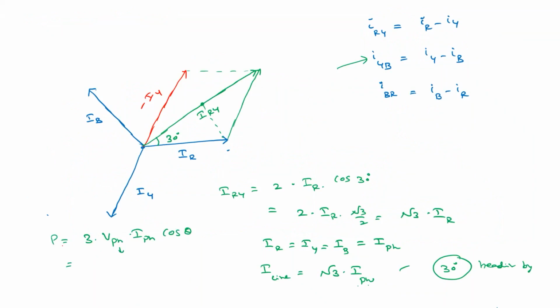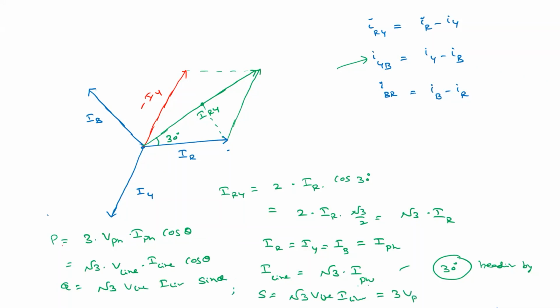You know that V phase and V line are the same, right? So this will be root 3 V line into I line cos theta. Agree? Then both the star and delta power are the same. Yes, power is the same. So Q is again root 3 V line I line sin theta, and the apparent power S is root 3 V line I line, or in other words 3 times V phase I phase.